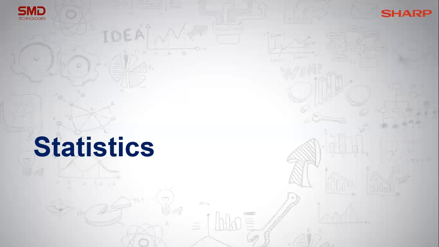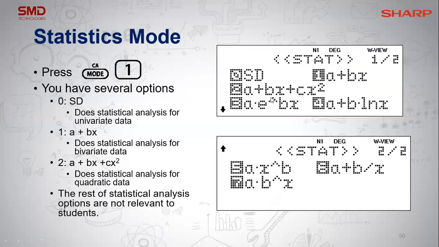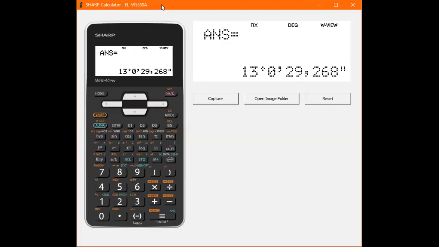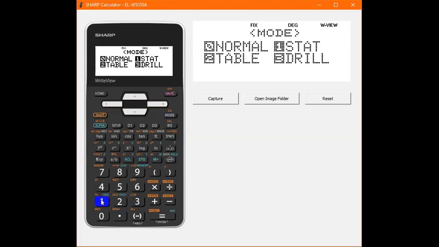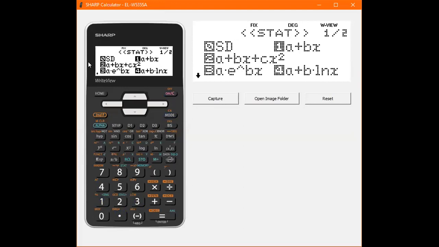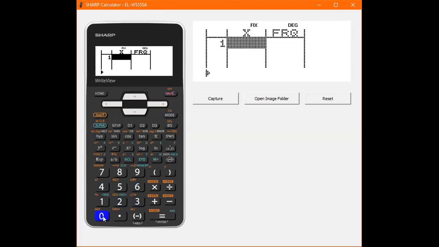Any questions? We still all good? Great. Okay, let's talk through statistics. So I'm just going to show you the basic statistics. You don't need to do linear regression in math literacy, which is quite helpful. So we're going to press mode and 1 for stats. And here for math lit, we would just press 0 for single dot.